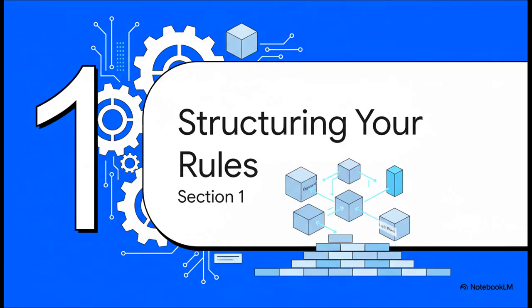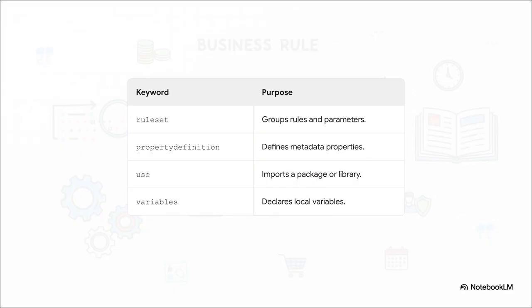All right, let's start with the architecture, the keywords that really define the shape of our rules. You can think of these as the blueprints you need to keep your logic clean, organized, and ready to scale. So these keywords are all about creating a nice, tidy container for your logic. A rule set, that's like your main package. Property definition is super useful. It lets you attach metadata, like who owns a rule. Use is your standard import for pulling in external functions, and variables is for declaring local variables right up front. It's all about building on a solid, organized foundation.